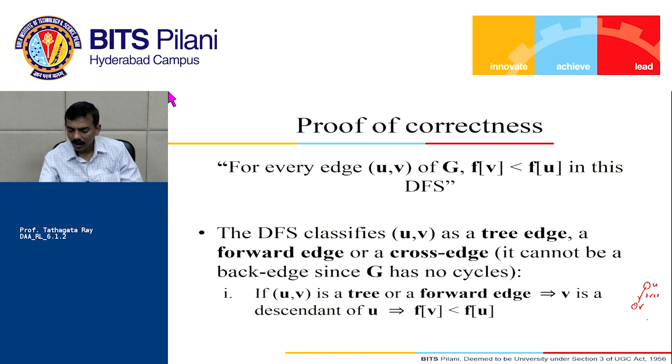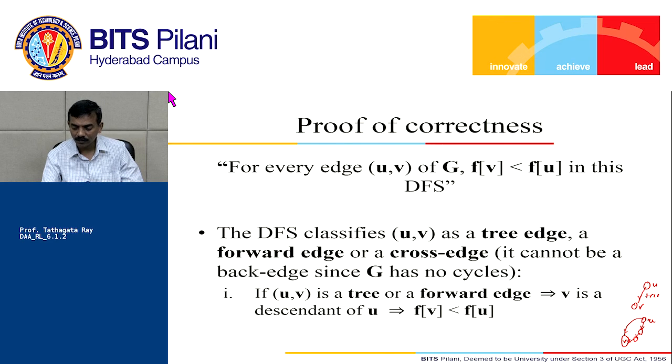Or I might have u and v where it's a forward edge. That means from u I went to some other node and so on, and from there I went to something else and came to v, but there is a forward edge from u to v. So in either case, if uv is a tree edge or forward edge, it means v is a descendant of u, which means that finish time of v must be less than finish time of u, because this is a descendant. If this is a descendant, you will try to go to its neighbors as deep as possible.